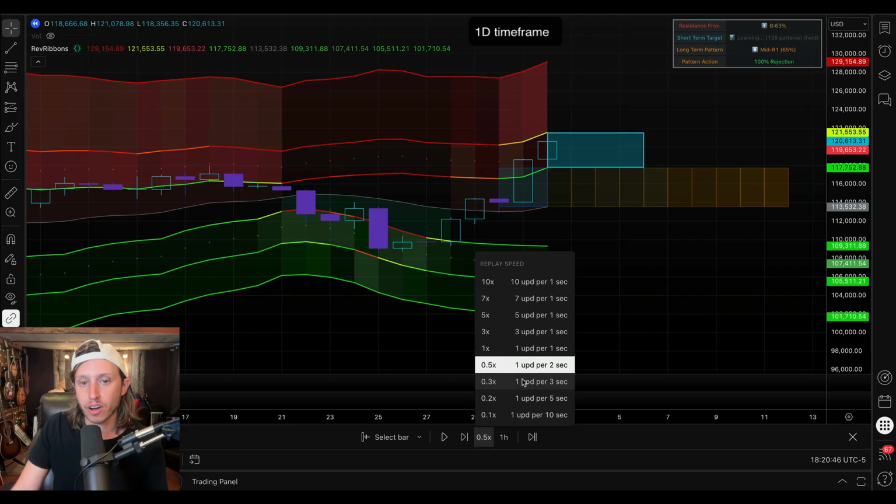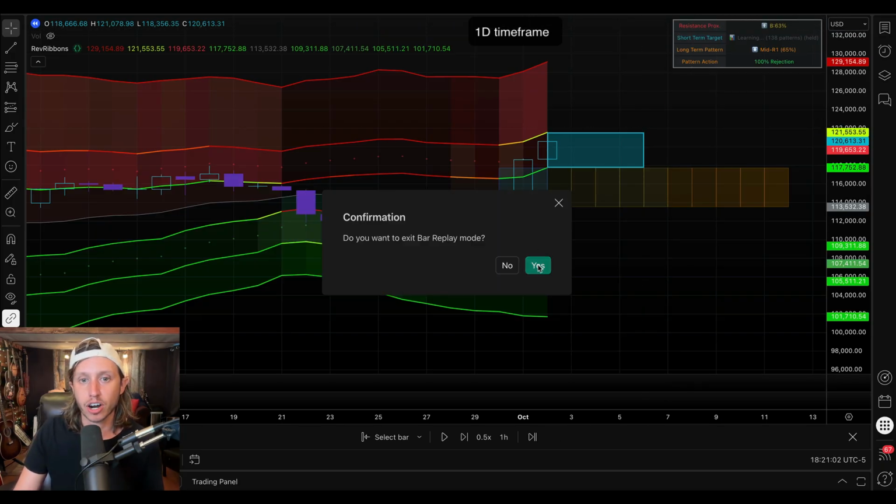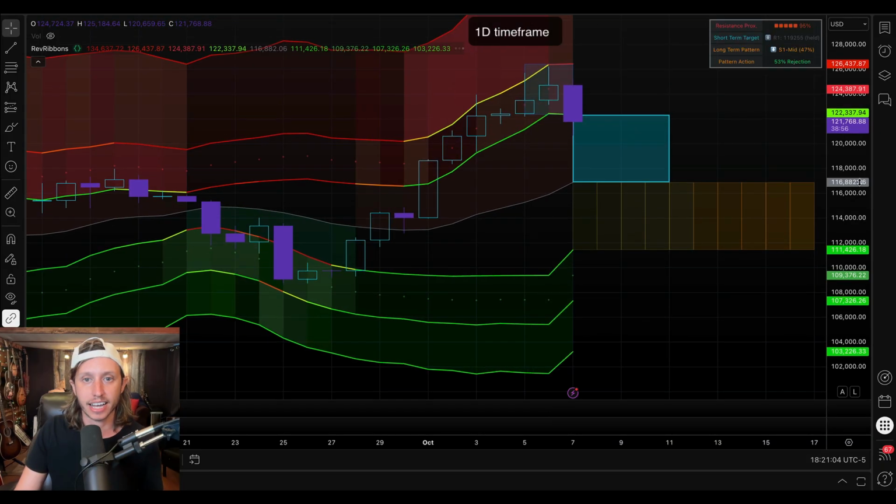I will generally put it on a pretty low one and then at a slower speed so that I can see at least the general idea of price moving and interacting with this resistance or support proximity. So very useful to take some tips from. Next, we have the short-term target. I'm going to go ahead and hit exit from there.